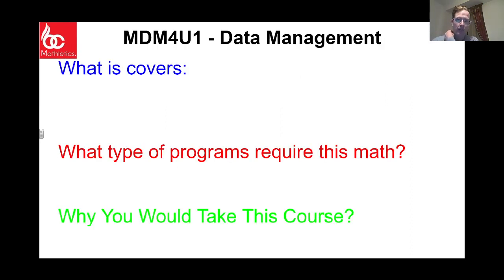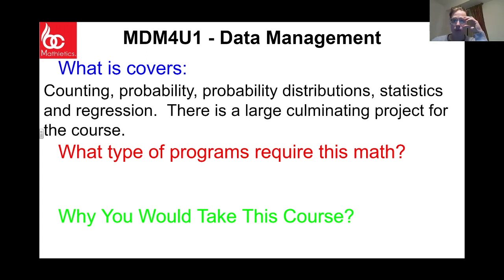The first course is Data Management, MDM 4U1. What does it cover? It covers a lot of applied math. It covers how to count. Now that sounds easy, but it gets into some complicated counting techniques. Probability distributions, statistics, and regression. It also deals with some statistical terminology, which you'll get into, and how to apply that. There is a large culminating project that you must do for the course. That's actually one of the overall expectations of the course.